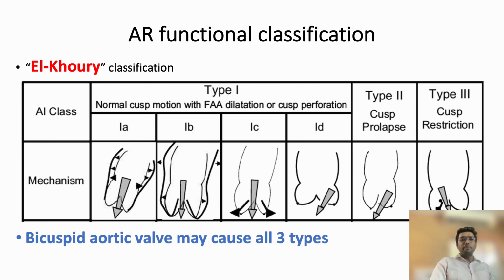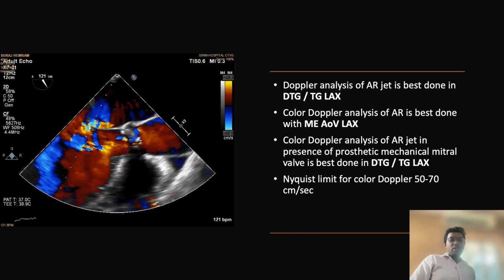So AR functional classification is the El-Khoury classification. There are actually 3 types of AR, just like Carpentier's MR classification. In type 1 there is normal cusp motion, in type 2 there is cusp prolapse, that is excessive motion, and type 3 is cusp restriction. And if we go for 1A, 1B, 1C and 1D, from above downward: in 1A the ascending aorta is involved, in 1B the sinotubular junction is involved, 1C is the annulus is involved, and 1D is the leaflet itself, the leaflet body is involved.